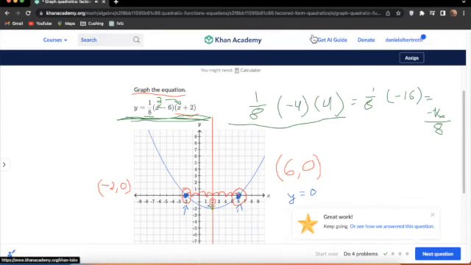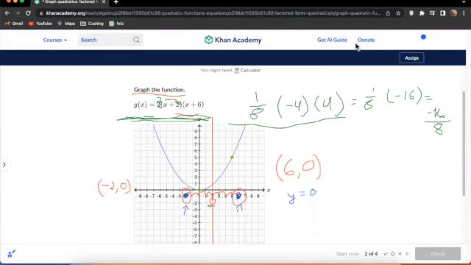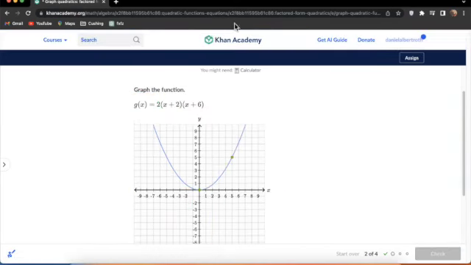All right, let's erase all of this. All right, so look at this one. It says g of x, so the function g of x. Previously it said y. It's the same thing as y. y equals 2 times (x + 2) times (x + 6).